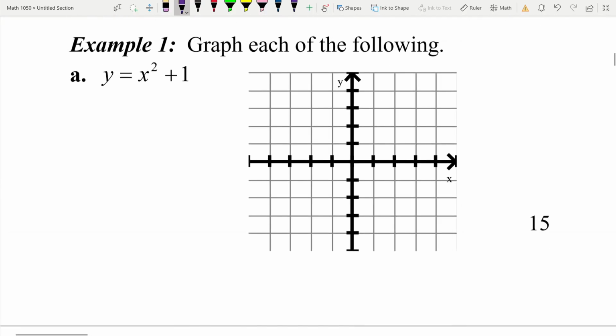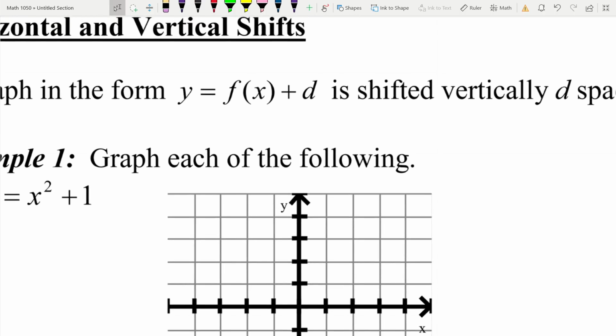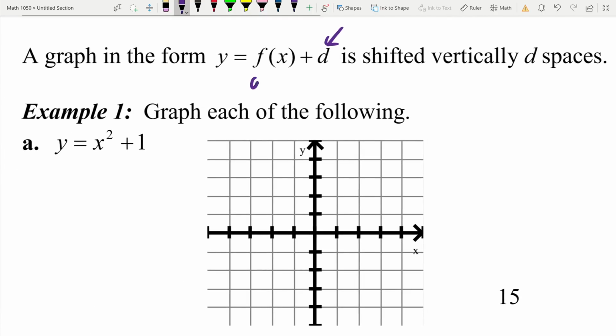I'm going to kind of jump all around today, so just be prepared for that. Okay, look right here. See this D? Draw an arrow to that. Okay? You guys, the D is outside of the f of x. Okay, I want you to write down that word outside. If it's on the outside, like see this 1, that's on the outside.